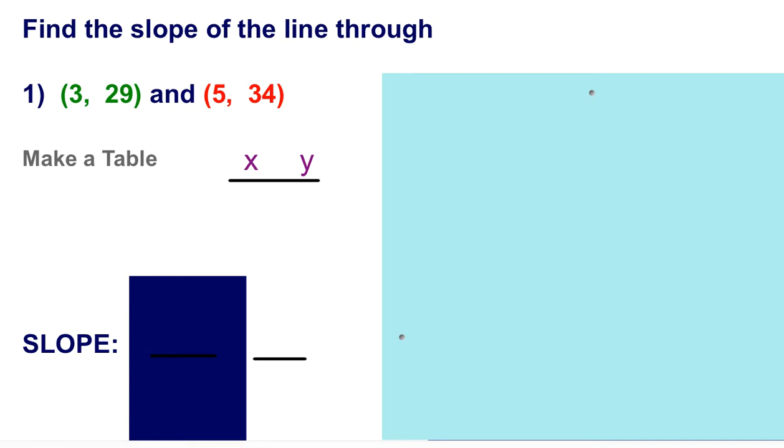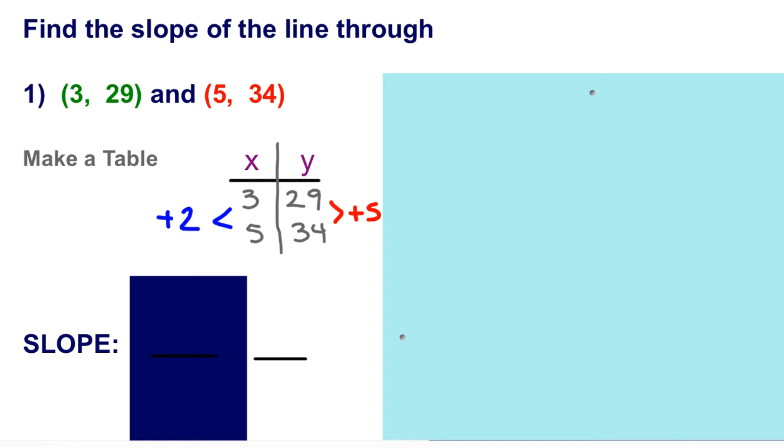So to make a table, we take these points and just write them vertically in a table. So we have 3, 29 and 5, 34. I'm just separating the x's and the y's. Notice the point still looks like a point. My next step is to find the change in the y's. Ask myself, how do I get from 29 to 34? Plus 5. Plus 5. And then how do I get from 3 to 5?